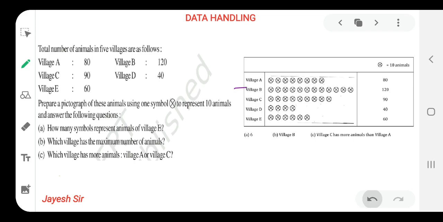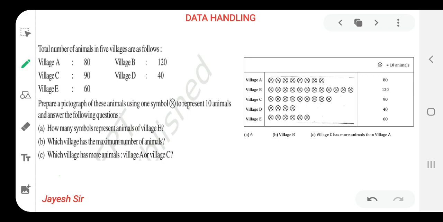Now we will see village C. In village C 90 animals are there, that means 9 symbols should be there. How many symbols are there? 9. Count: 1 2 3 4 5 6 7 8 and 9. That means the correct pictograph is shown. Let's begin with village D. 40 divided by 10 is 4, so 4 symbols should be there. 1 2 3 and 4. Yes, 4 symbols are there, so the pictograph is correct.